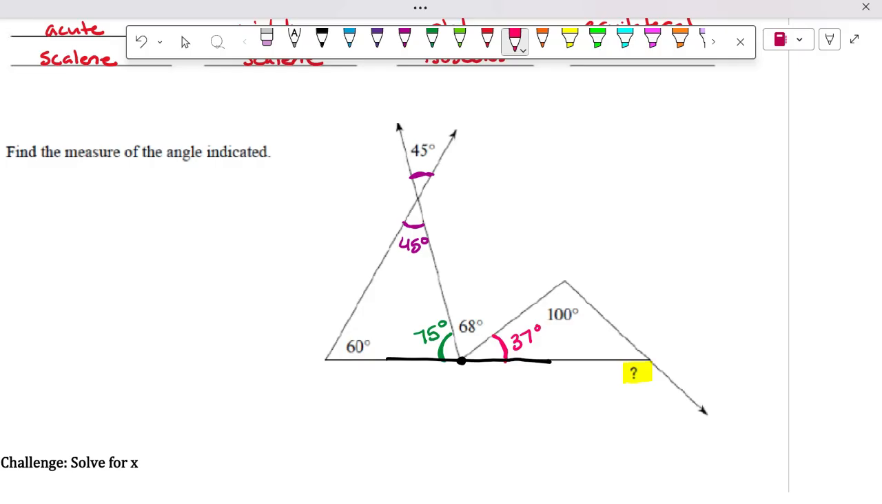Now we got enough information to find that exterior angle. How do I find it? Add these two together, and that'll equal this angle. So what's the angle measure? 137 degrees.